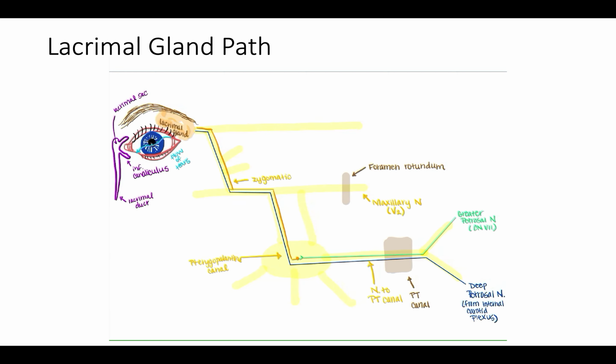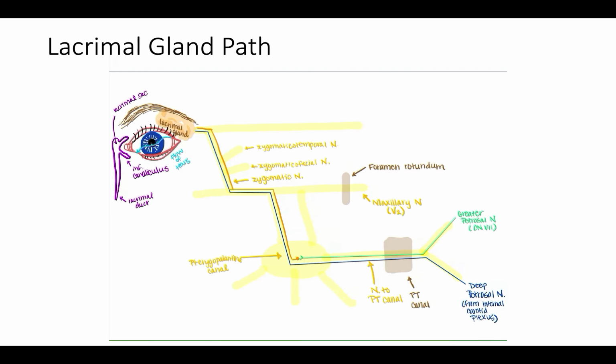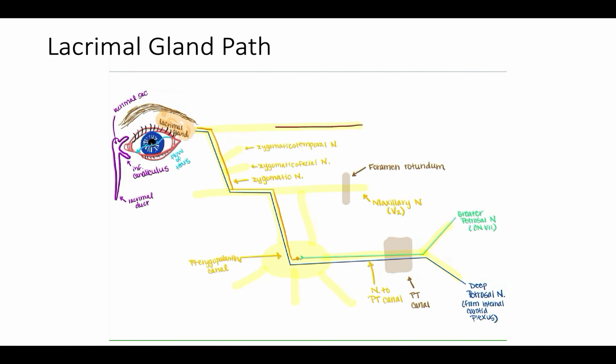Right here, the deep petrosal and postganglionic is going to be the zygomatic nerve. And then two nerves coming off. The first one is the zygomatico-temporal nerve. And the second one has a similar name. It's the zygomatico-facial nerve. And then we've got this final nerve coming through, which is our lacrimal nerve.